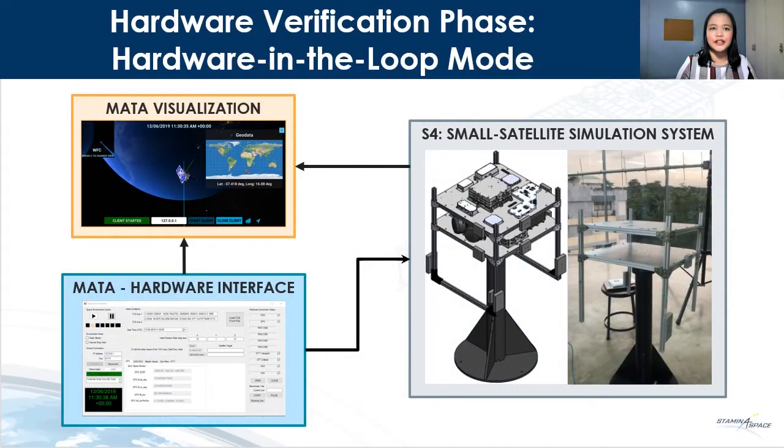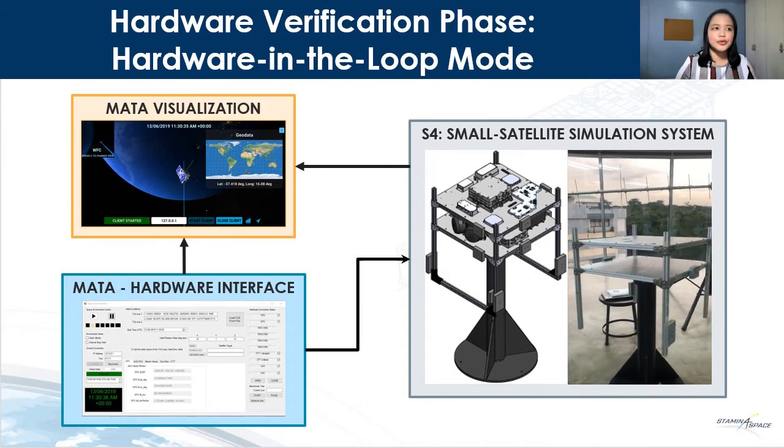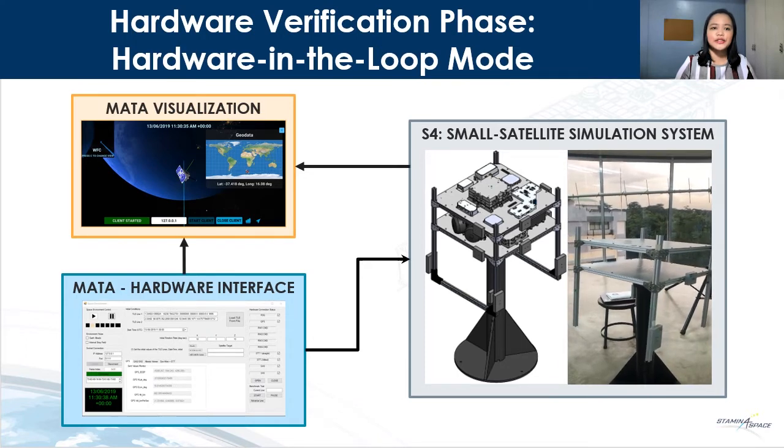After simulating different scenarios, the engineers would then test the behavior of the satellite with a hardware prototype, which is usually an engineering model similar to the one currently in orbit. In this hardware-in-the-loop mode, MATA has 2 components: the main MATA visualization and an extension named MATA Hardware Interface, or MATA-HI. MATA-HI converts the initial parameters and sends them to the onboard computing units as universal asynchronous receiver-transmitter signals. The S4 system, or the Small Satellite Simulation System, would then try to mimic the attitude of the satellite given different parameters.